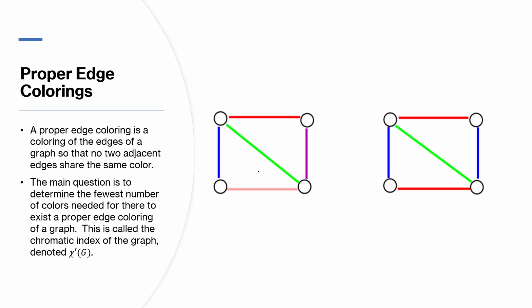So here on the left hand side, I have 1, 2, 3, 4, 5 colors used. So this is a proper 5 edge coloring. And the question is, can I do better? Can I use fewer colors? And the answer is yes. There's blue and blue, red and red. I can actually use 3 colors here. So this would be a proper 3 edge coloring.